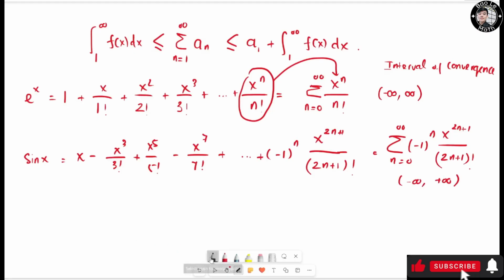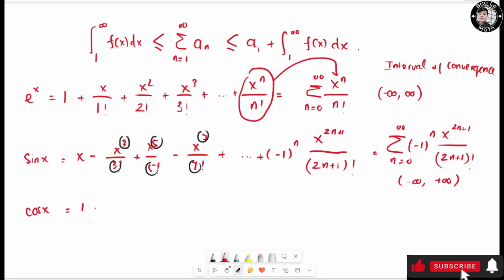Now here's the trick to memorize the sine and cosine. Remember, sine is an odd function, so you will see the odd numbers right here. Cosine is an even function, so you're going to see the even numbers.